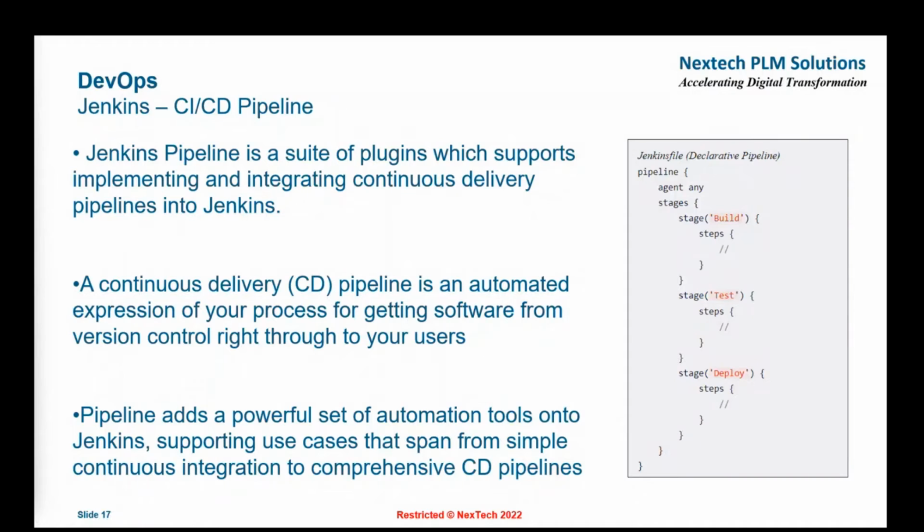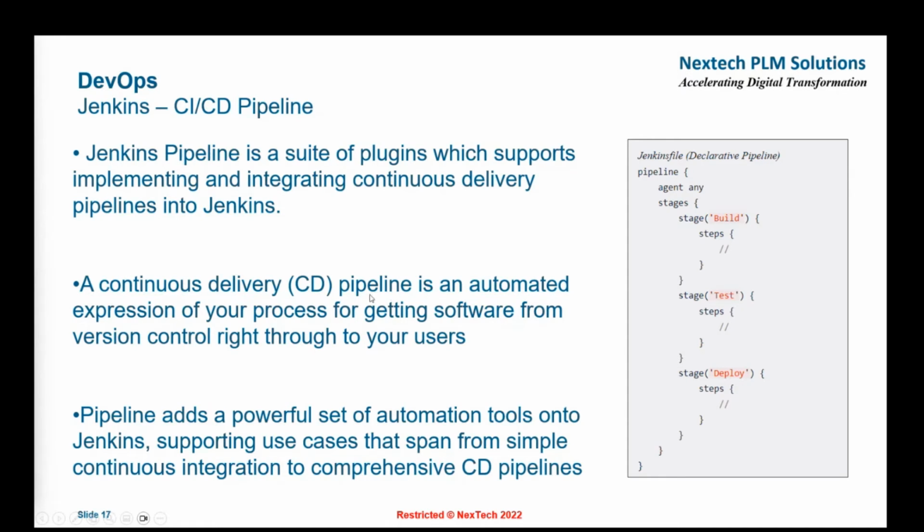Which means it's an automation of your process of getting software from the source control to the actual deployment to the end users, right? So this is a complete process. Right from fetching the source code from your repos, then the build, then the test, and then deployment to the end user. If we consider this complete process, this continuous delivery pipeline is an automation of that process. So the Jenkins pipeline is kind of a wrapper to these CD pipelines.